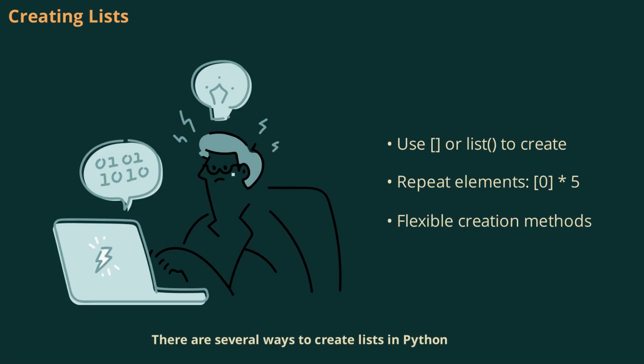There are several ways to create lists in Python. The most common is using square brackets, like a = [1, 2, 3]. You can also use the list constructor: b = list("abc"). Want a list with repeated elements? Try c = [0] * 5, which gives you [0, 0, 0, 0, 0]. These methods make it easy to start working with lists, no matter what data you need to store.